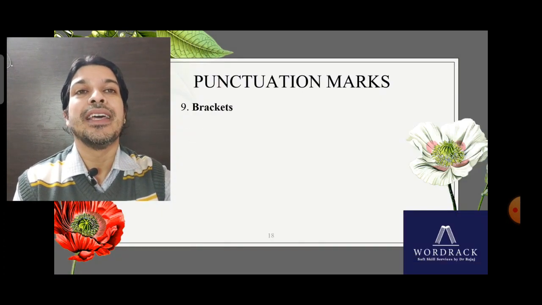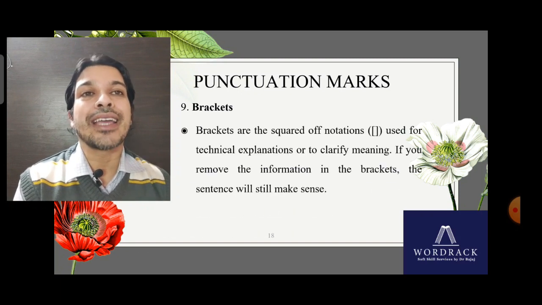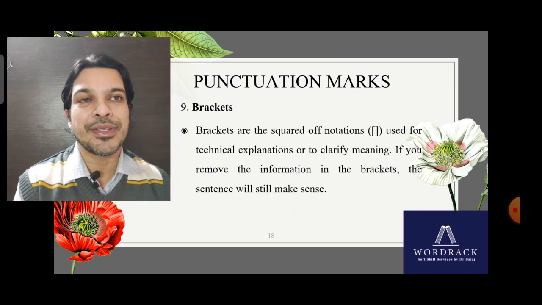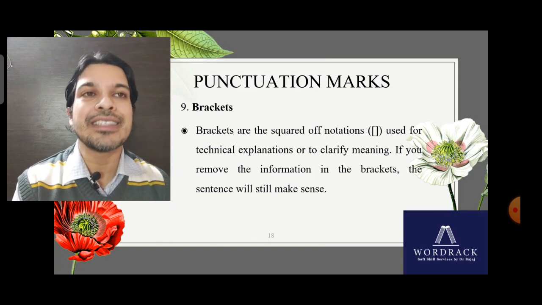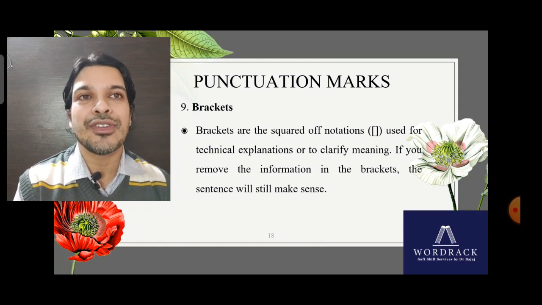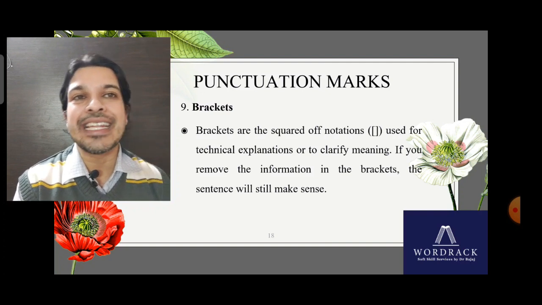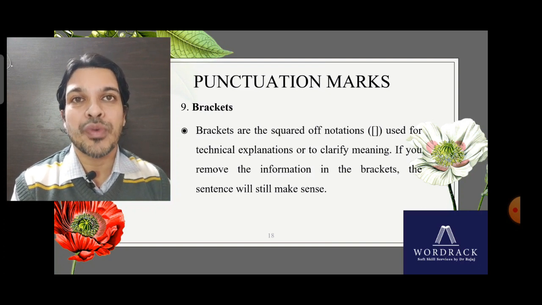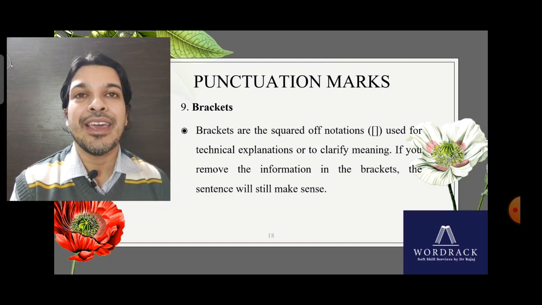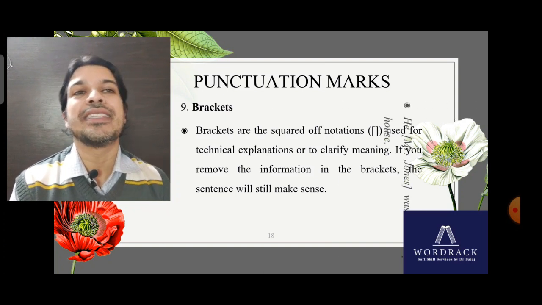We move forward. Brackets. Brackets are the squared off notations, also known as square brackets, used for technical explanations or to clarify meaning. Now kindly be clear about their usage. We use these square brackets for technical explanations or to clarify the meaning. If you remove the information in the brackets, the sentence will make sense still. This is the important thing. Since these square brackets are used to clarify meaning, if we remove the square brackets, the sentence will not be affected by it.